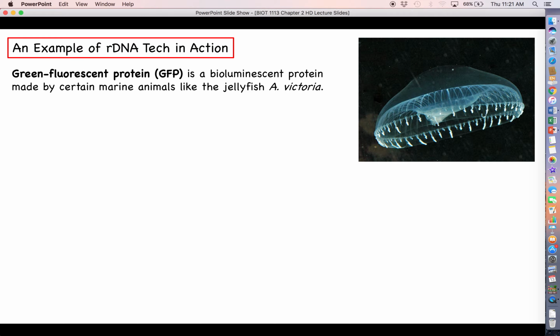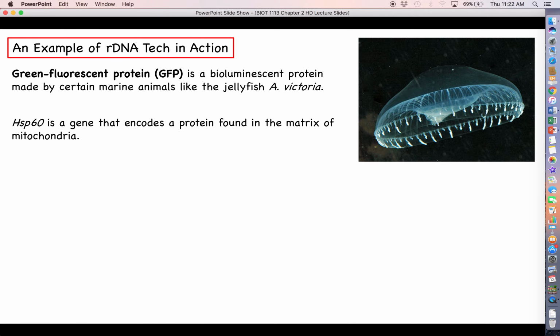So let's look at a specific example. I think you're going to think this is really cool, or at least I hope you do. Let's talk about a protein called green fluorescent protein, or GFP. This is a bioluminescent protein that is made by certain marine animals, like the jellyfish A. victoria. You're seeing this jellyfish here, and it seems to glow. That is because of the presence and production of this GFP protein.